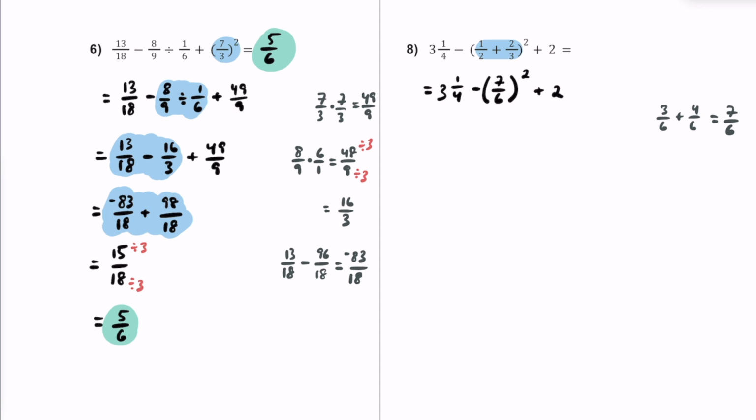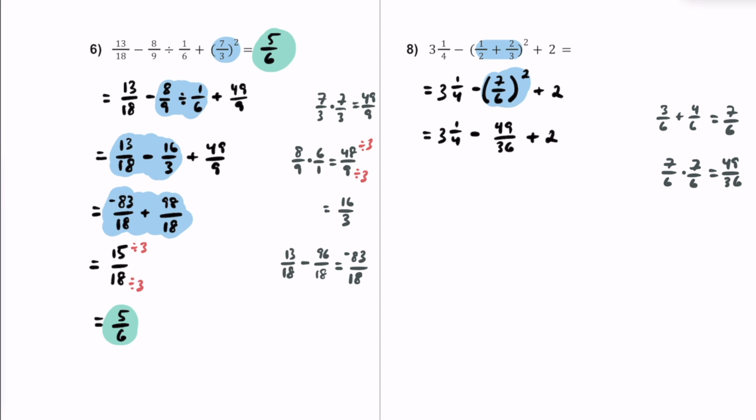All right, so it's a good thing we kept this as an improper fraction, because when you square this, we prefer improper fractions anyway. So let's go ahead and figure out, what is 7 over 6 squared? Well, it's 7 over 6 times 7 over 6. So that's going to be 49 over 36 when you multiply. So let's go ahead and write 49 over 36 and then plus 2.